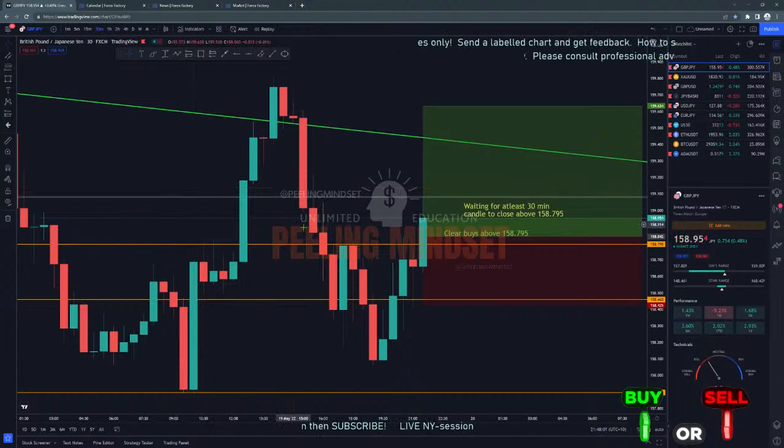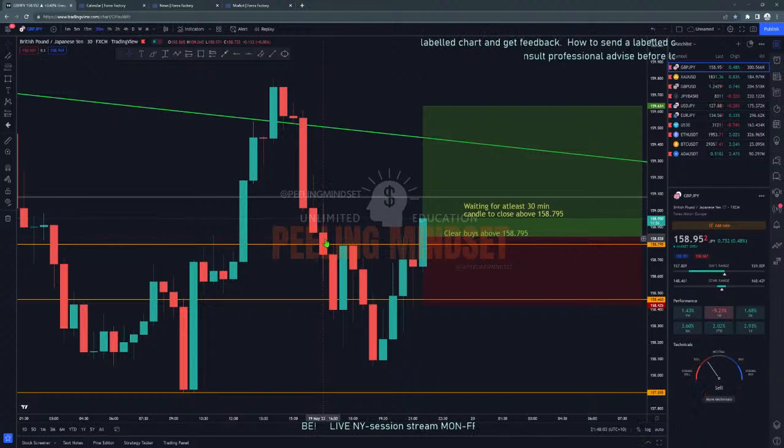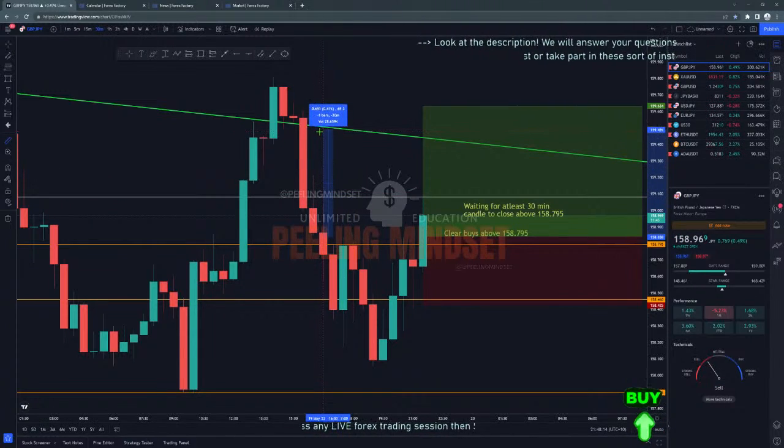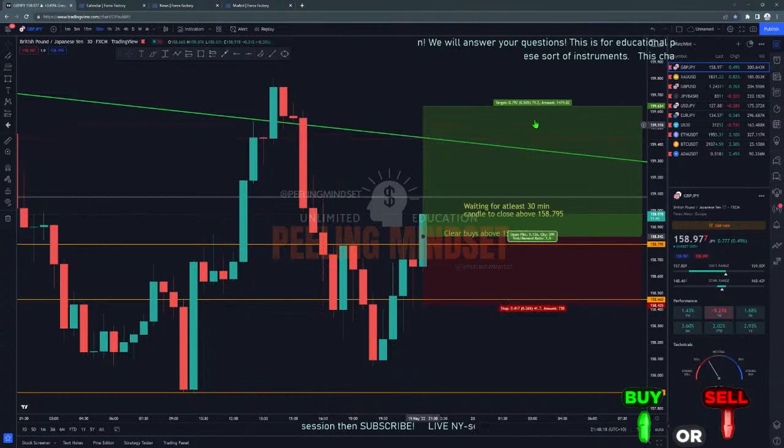30-minute candle on the break of the high. That was a really good move, and this was a slow move. So slow moves are consistent. It's not just going to dry up. So if we are pushing up, more than likely, I would say 159.435 could be the target.